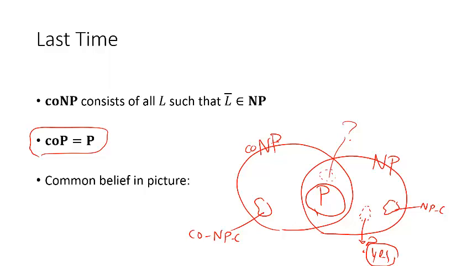Under that conjecture, we can construct languages which are out of P, but they're in NP intersect coNP. So the common belief is that there are problems that exist outside of P. That's why we draw the picture like this. And now you get a sense of what we mean by common belief.